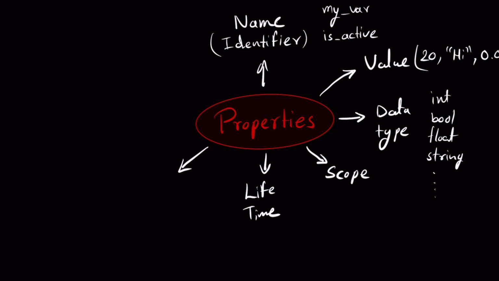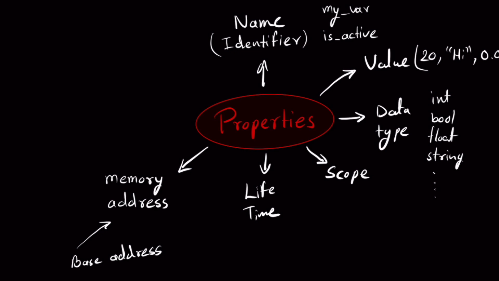Okay, now coming to the next point. As we learned, variables are created in the memory. So each variable has a memory address from where we can access the variable. So this is the base address from where you can start reading the value of a variable.